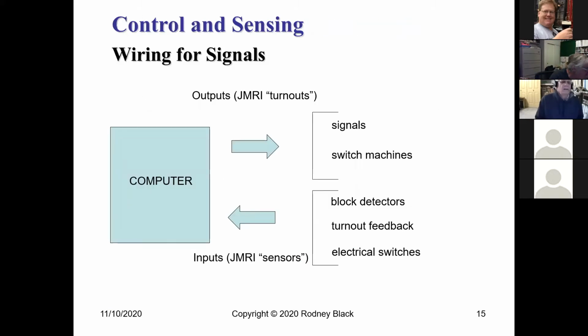Okay, let's generalize a little bit. From the perspective of things I'm talking about here, we've got a computer. The outputs of the computer, things that JMRI calls turnouts, are used to drive things like setting the aspects on a signal, the colors, the semaphore blade position, and to throw the points on the switch machines. You get inputs to the computer. These are things like your block detectors, your turnout feedback, electrical switches, and we'll look at some more of these in detail. And typically JMRI calls those things sensors.